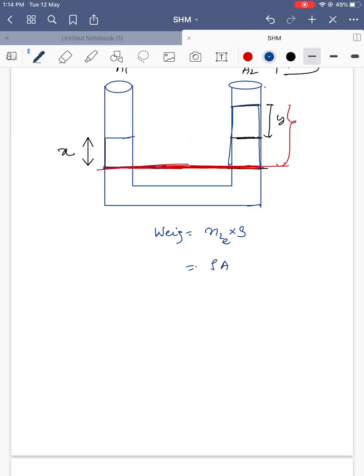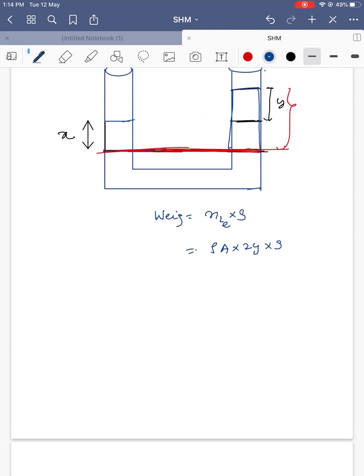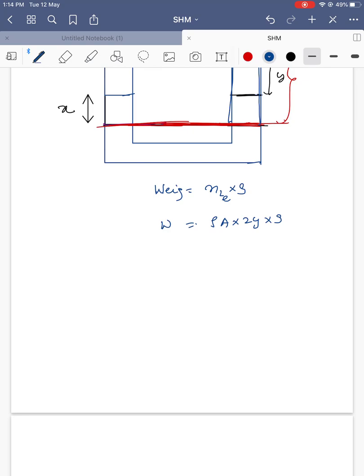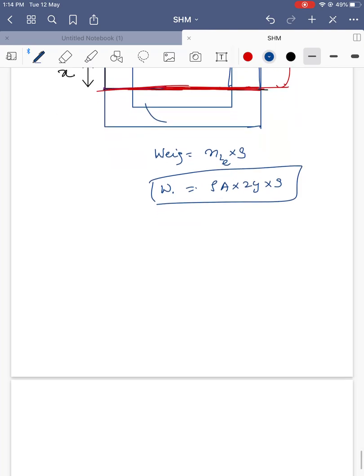Density into area into how much? 2 into Y into G. Okay, this is the external force. This is the restoring force because it's compressed and it is moving in the backward direction.